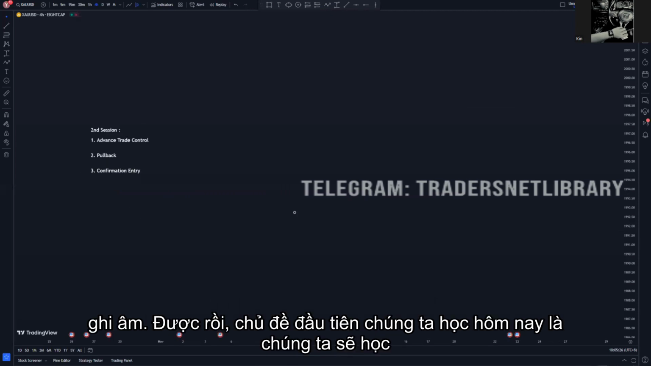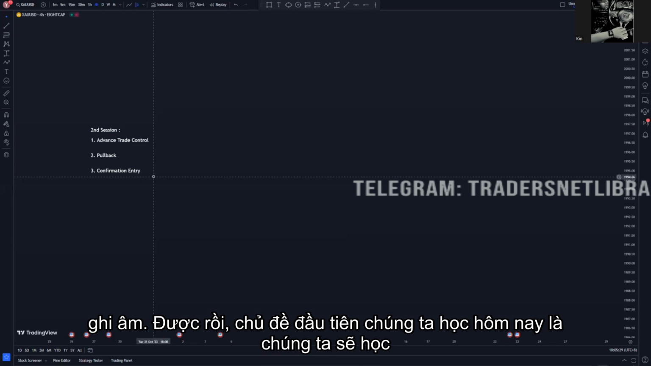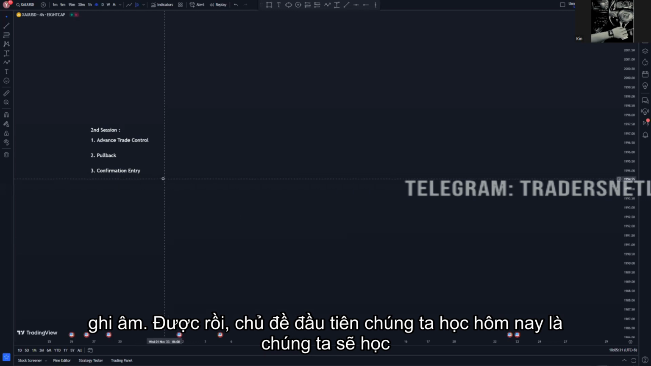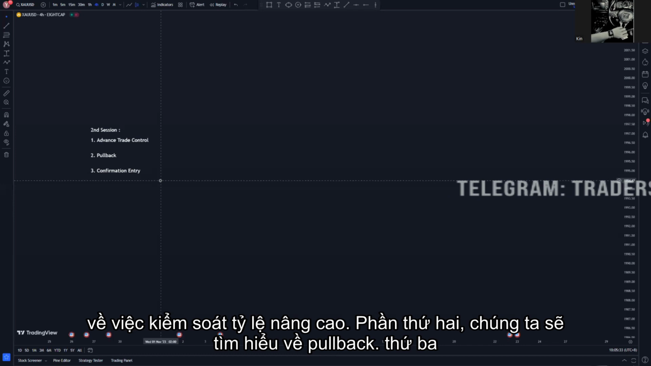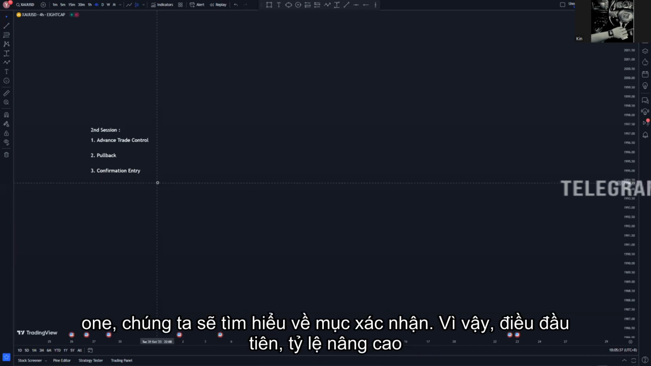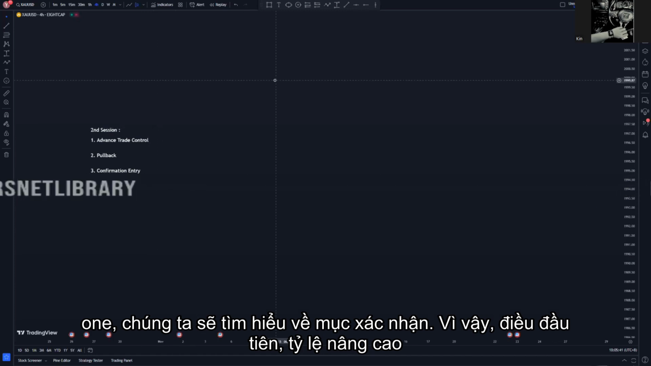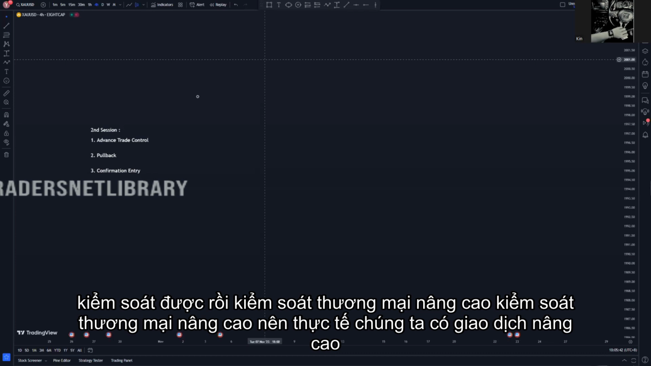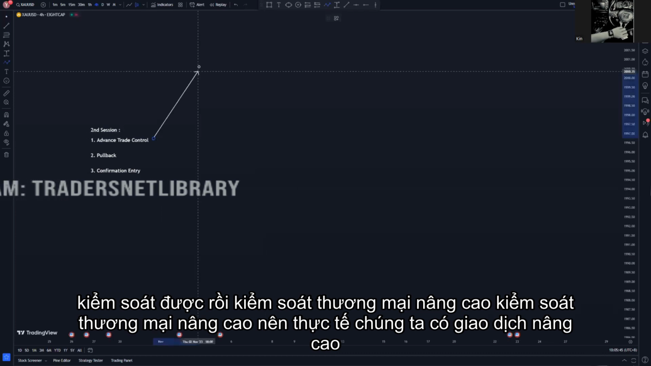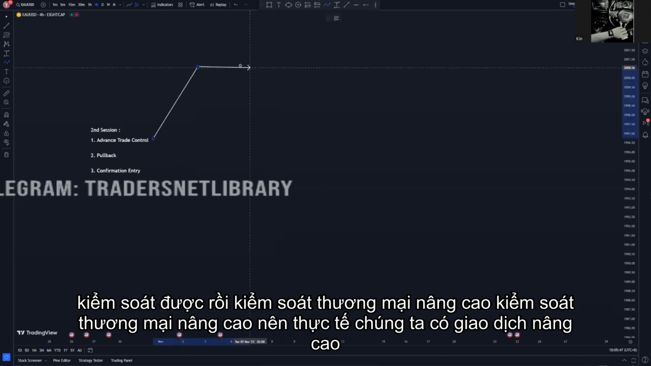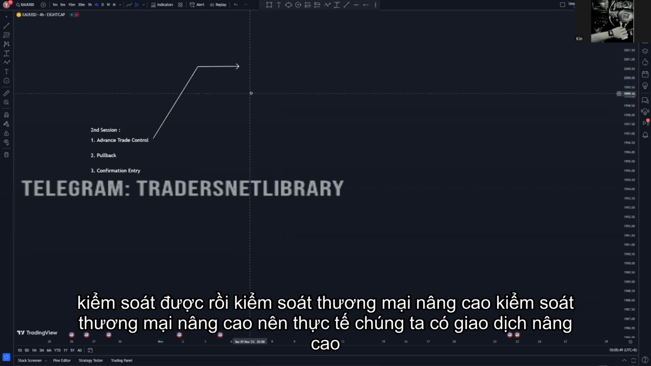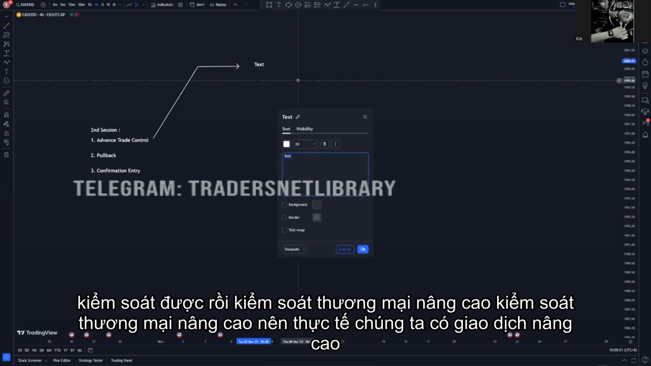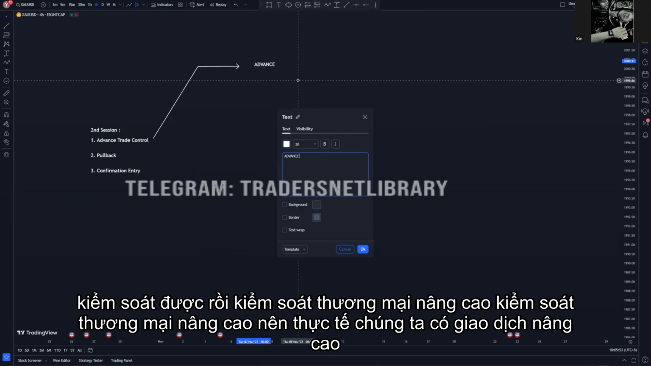All right. So the first topic that we're going to learn today is the advanced trade control. The second one, we're going to learn about the pullback. The third one, we're going to learn about the confirmation entry. So the first one, the advanced trade control.